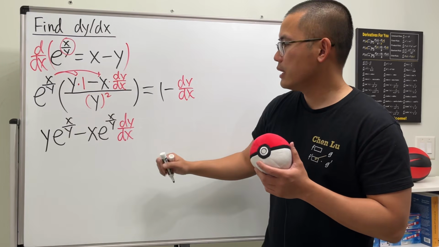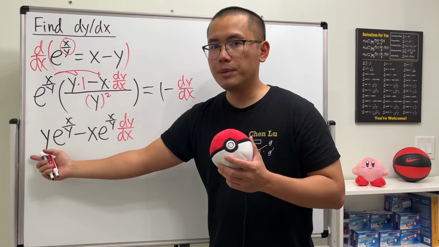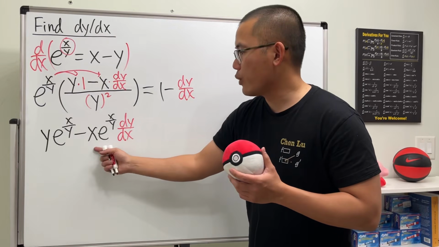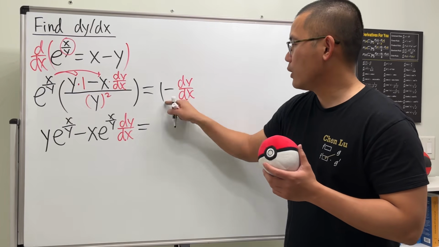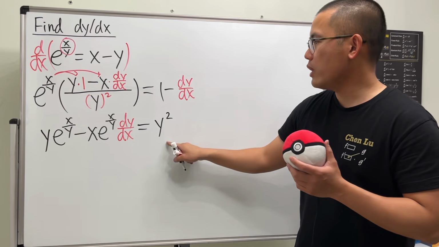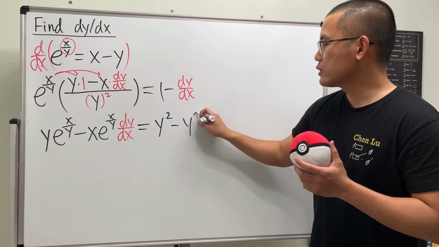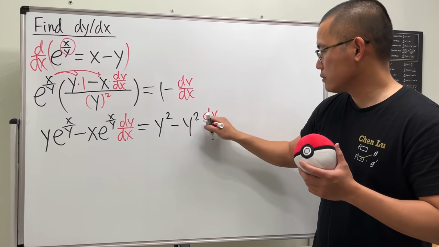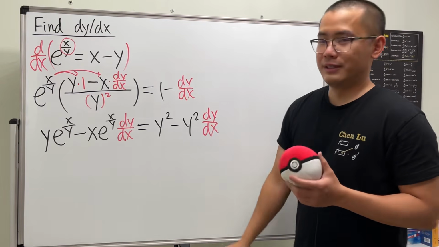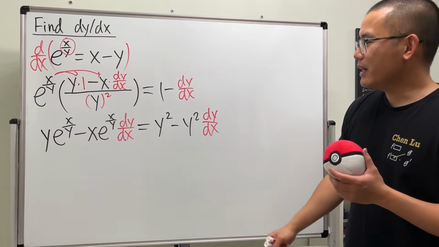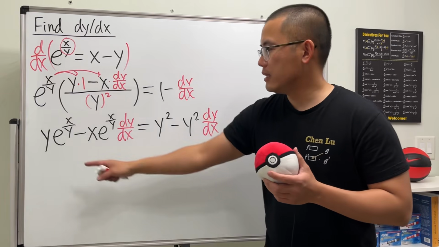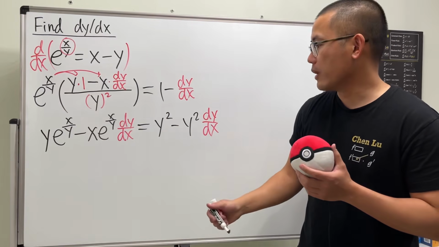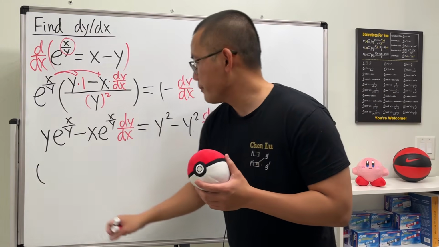So far so good. And then again, right now we should be putting down this as over y squared, but let's multiply the y squared to the right hand side. So we get y squared times 1, which is y squared, and then minus y squared times dy/dx. Yep, that's much better, right? Okay, let's move this to the other side and then factor things out, and then let's move this to the other side as well. So let me open the parentheses.